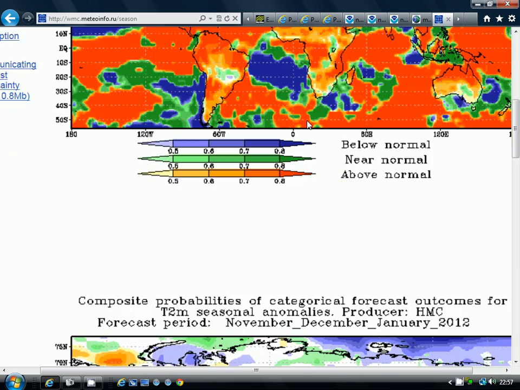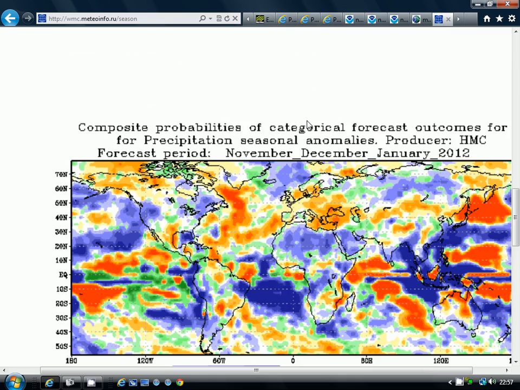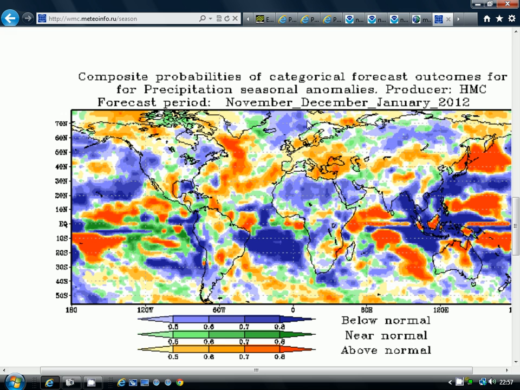Now, if I have a look at the precipitation probability for November, December, January, this is quite interesting. It doesn't really tie in actually with the temperature anomalies, because we've got this big blue area here to the north and to the northwest of the British Isles. That is below normal precipitation probability, and the orange colours here are above normal precipitation probability.